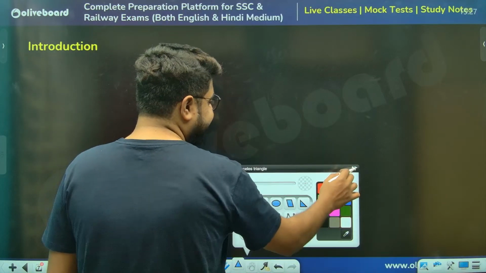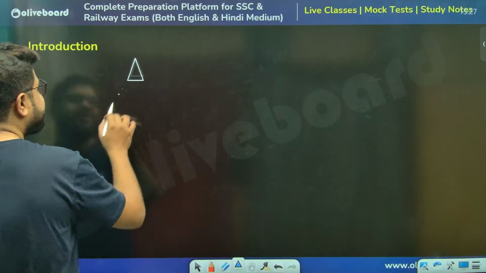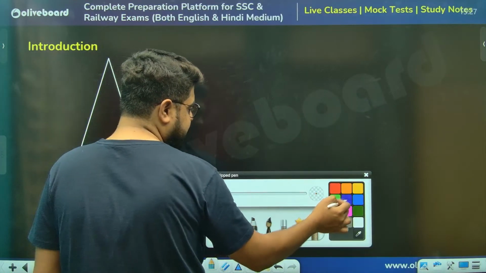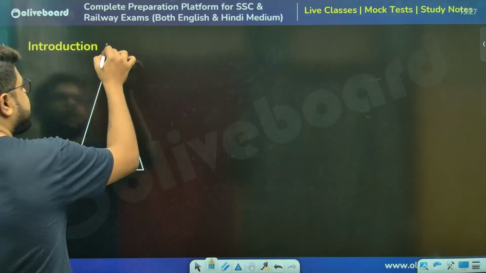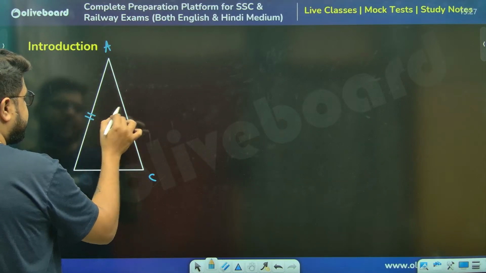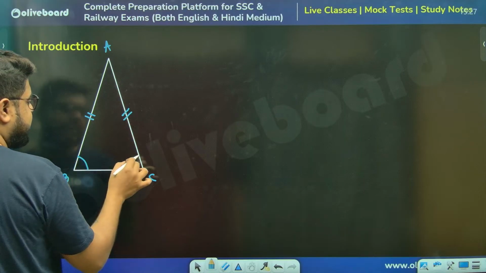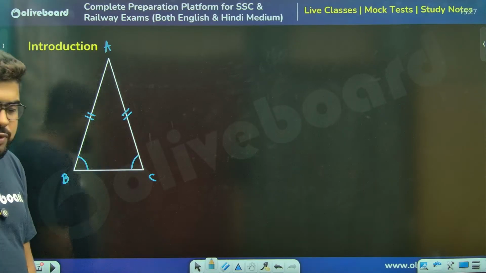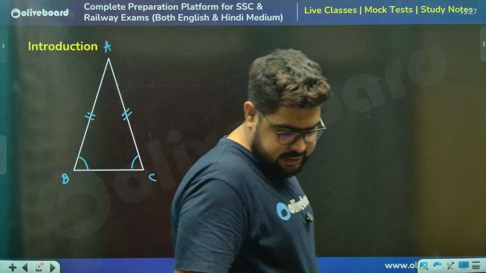Next in line is your isosceles triangle. It looks something like this. Isosceles triangle means two sides are equal. Meaning this side is equal to this side, so these two opposite angles are equal. But this side is not equal.